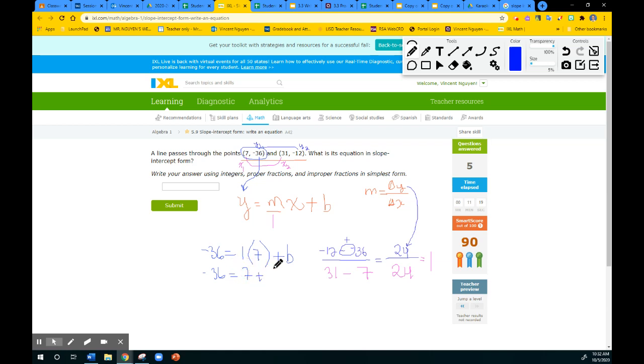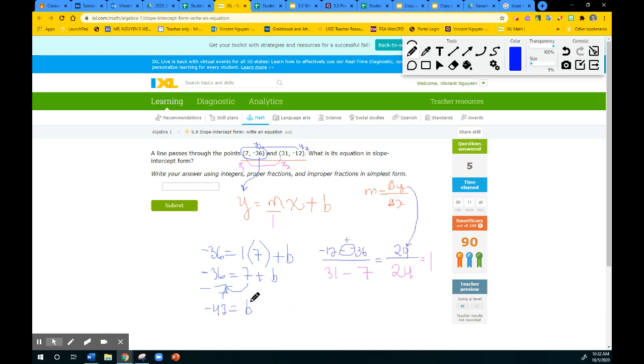And again, this is a one-step equation. You know how to do this one. Remove the 7 by subtracting it. Now, some of you guys will mess this up. Negative 36 and negative 7. You guys, it's going to be more negative, right? So it's actually going to be negative 43. So my b value is negative 43.